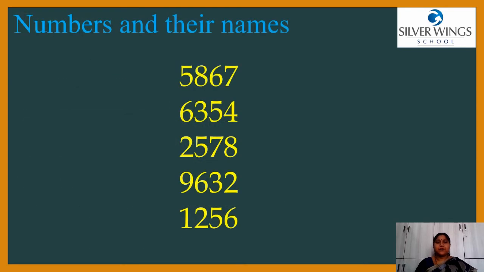Okay. Now, first one, the 4-digit numbers and their number names. Here I have given you five 4-digit numbers. What is a 4-digit number? A 4-digit number is a number which forms with four 1-digit numbers. Understood? Whatever that 1-digit number may be, 0, 1, 2, 3, 4, 5, 6, 7, 8, 9. 0 to 9 are called 1-digit numbers. By using any 4 of these digits, you should form the 4-digit number.